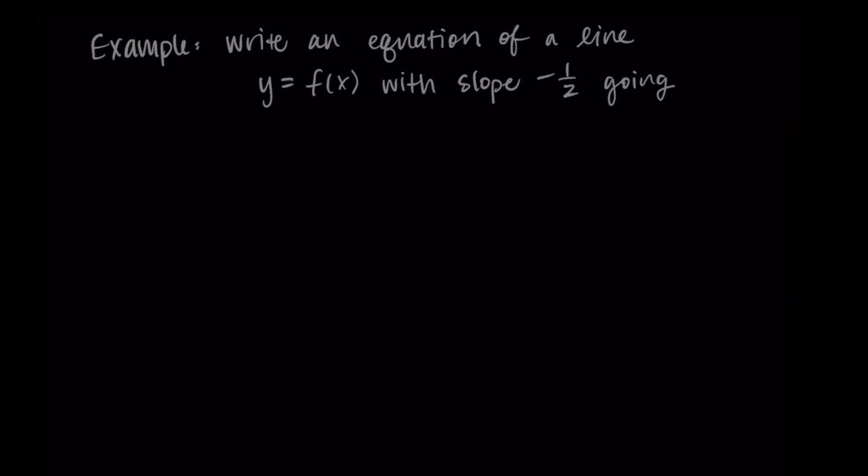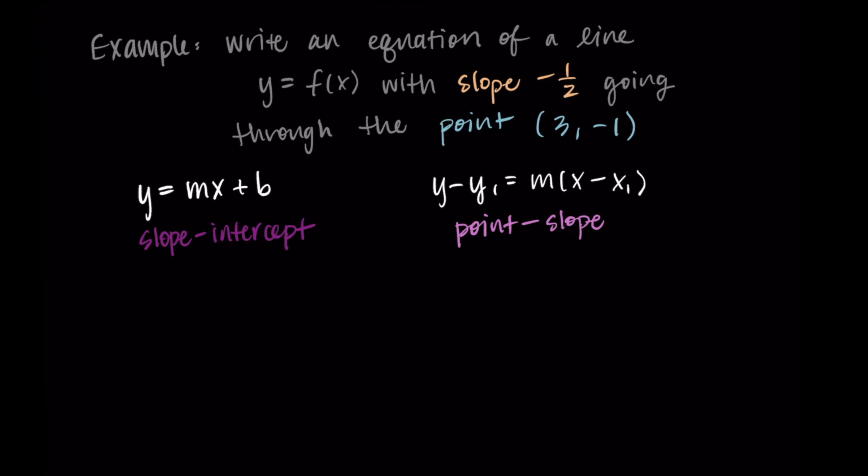Let's write an equation of a line y equals f(x) that has slope negative 1/2 going through the point (3, negative 1). Every time I'm asked to write an equation of a line, I personally consider both slope-intercept, y equals mx plus b, and our new point-slope form, y minus y1 equals m times (x minus x1). Here I only have a slope and a point, so this is a great case for point-slope form. That's the one we're going to use here.